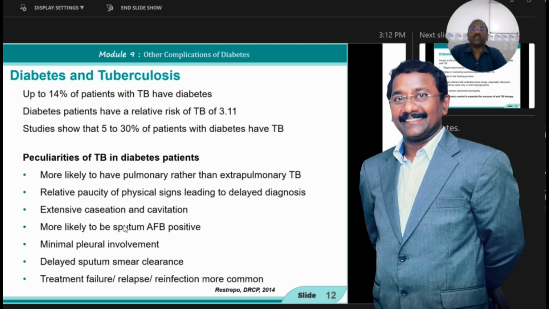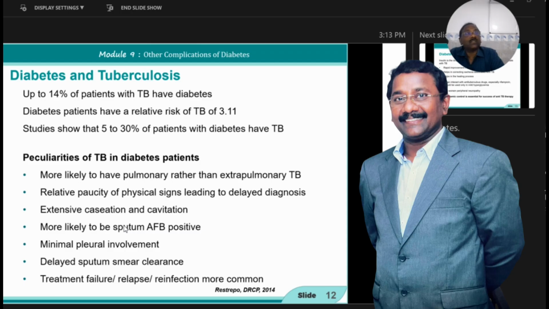Up to 14% of patients with tuberculosis have diabetes, a very high number. Diabetes patients have a relative risk of tuberculosis. 5 to 30% of patients with diabetes have tuberculosis, depending on the places they live. When they are living in remote areas, the chances of getting tuberculosis are very rare. But when they are living in Rajahmundry, Kakinada, Amalapuram, Gudivada, or Vijayawada, the chances are very high. Especially nowadays, RTC buses, free buses, are very busy.